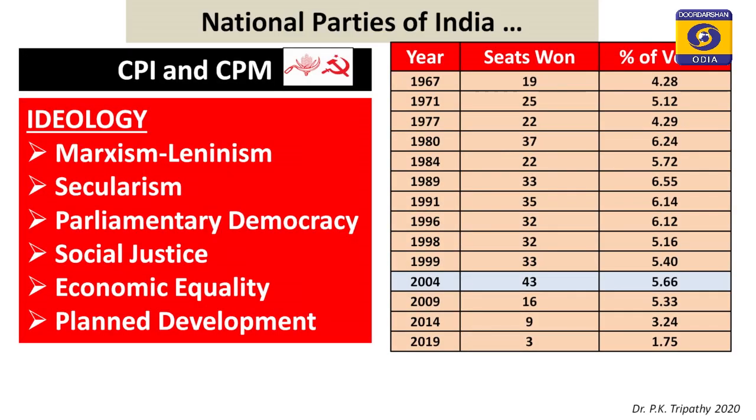They believe that all religions should be given equal importance, and they believe in social justice. So, they also believe in economic equality, equal distribution of income and wealth in the country, and lastly they also believe in planned economic development. So, both the communist parties believe that economic development is possible which is led by the state, not led by the market. So, they hate the market forces and they put faith in the role of the state to steer the economic development. So, these are certain ideologies common to both CPI and CPM, but having said that, both the parties differ on different issues.